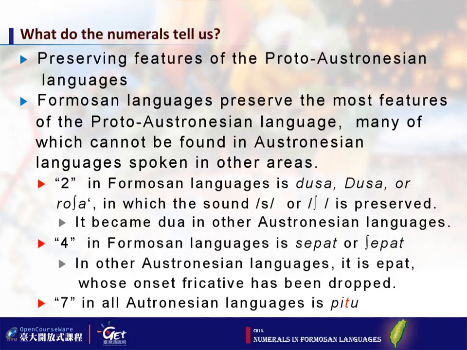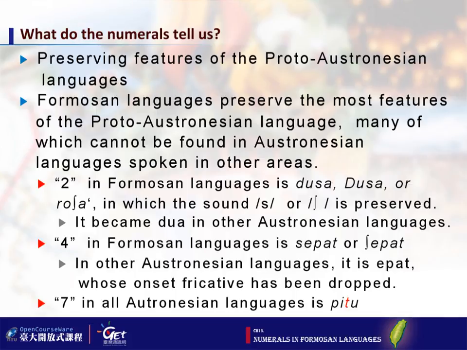And 4 in Formosan languages is Sepa or Shepa. And in other Austronesian languages, the initial S sound or the initial retroflex sound is dropped. So it becomes Epa, whose onset fricative, meaning this S or Sh, has been dropped. So by studying these languages, at least you can see this S and Sha should be there in the proto form. That's why languages have become so important.